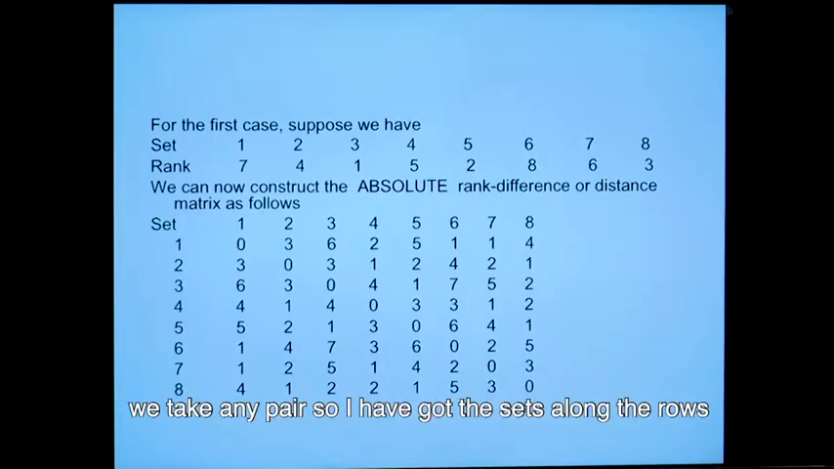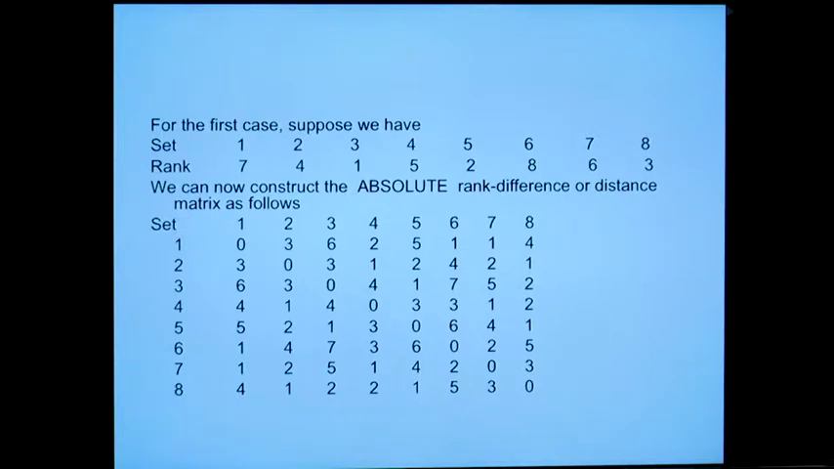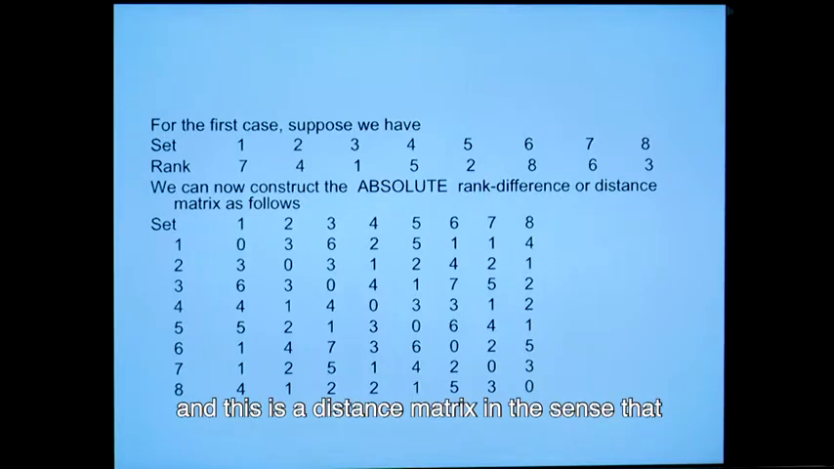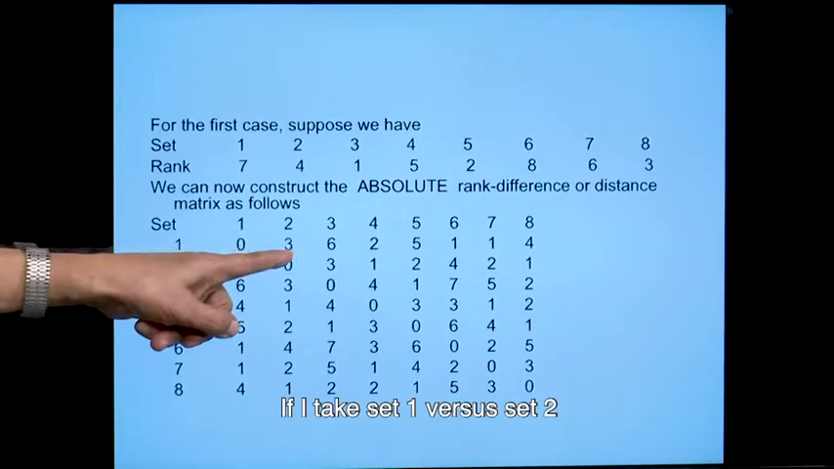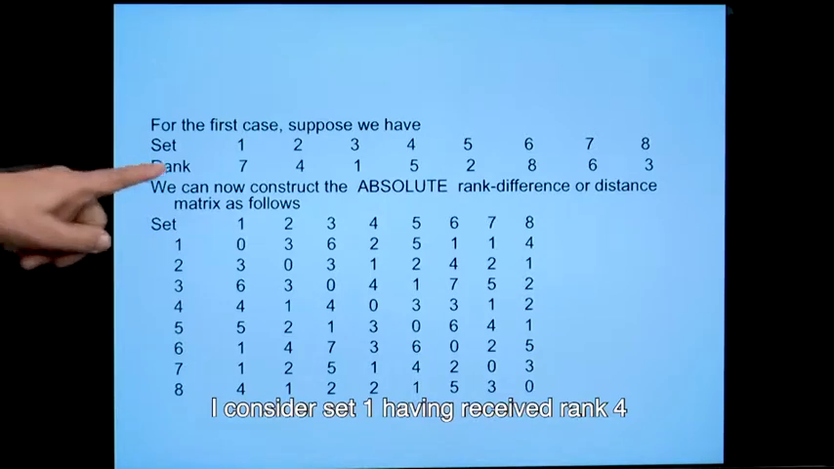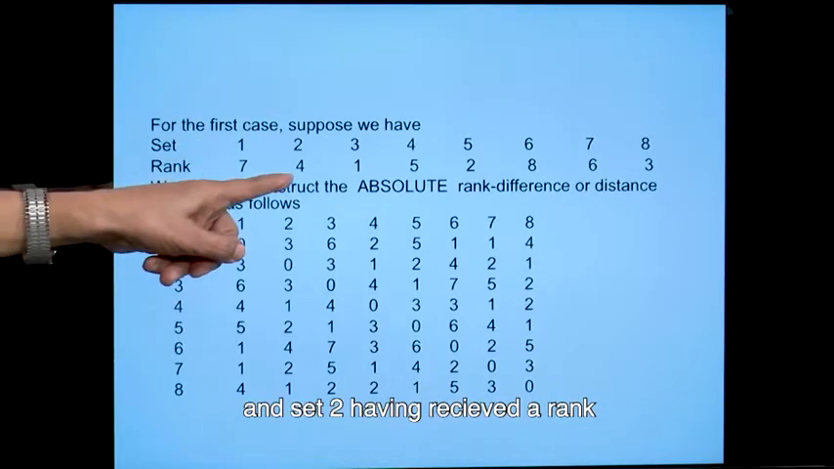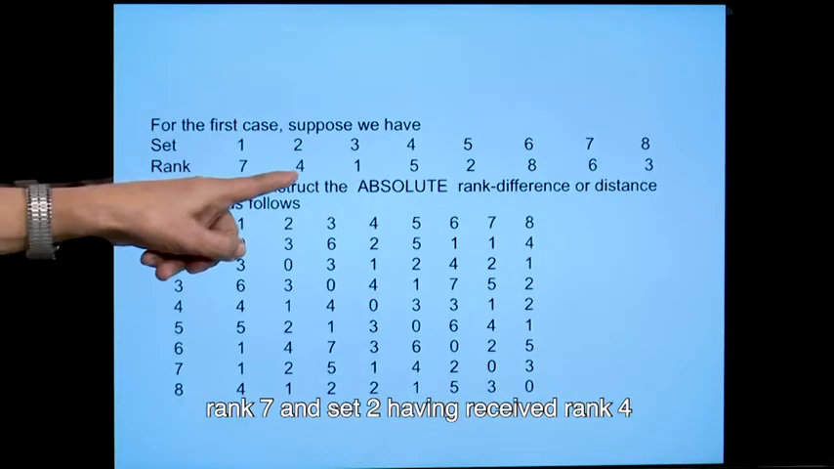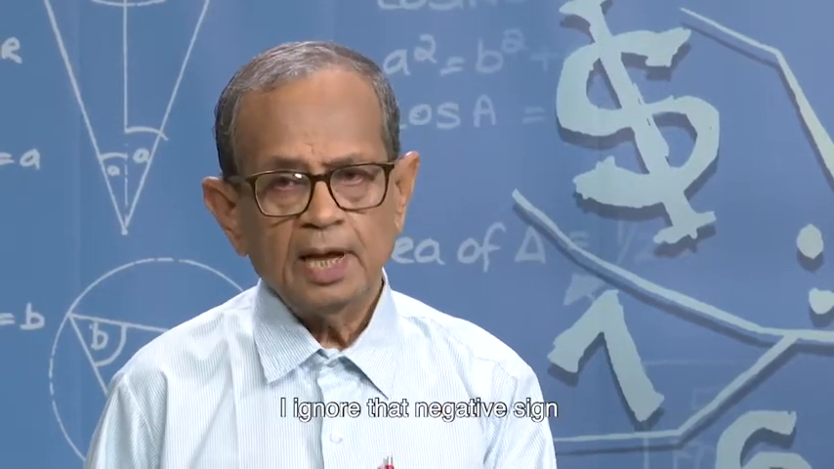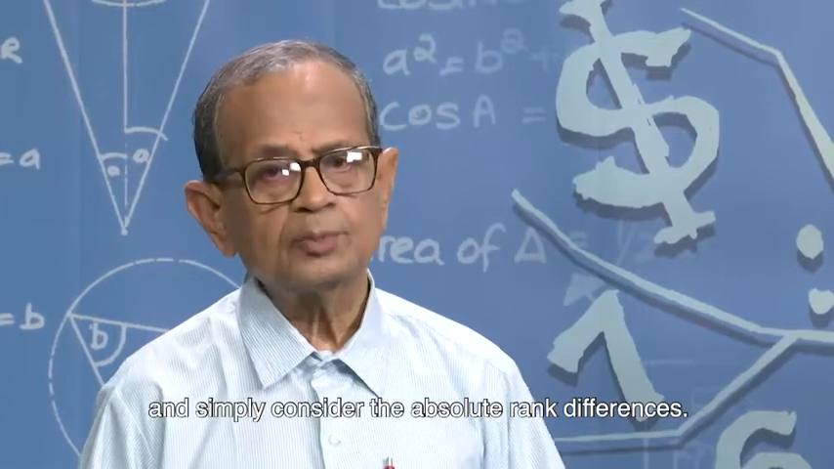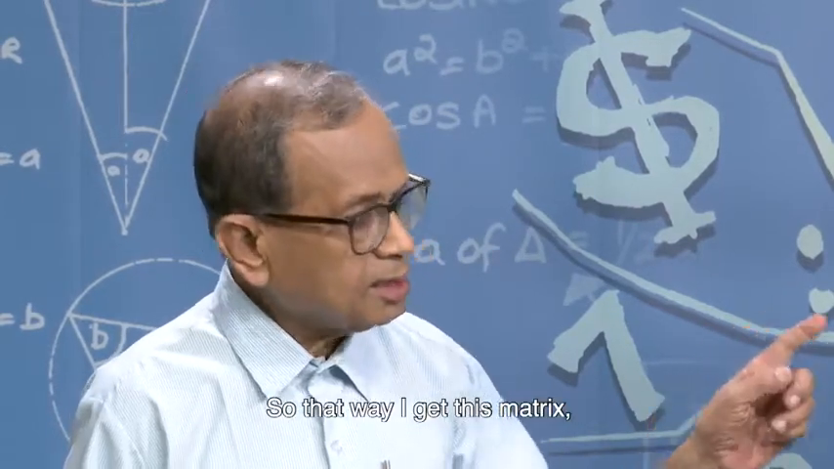We take any pair, so I have got the sets along the rows, and we have the same sets along the columns. So, you have got an 8 by 8 matrix, and this is a distance matrix in the sense that each distance for a pair like 1 and 2, if I take set 1 versus set 2, I consider set 1 having received a rank 7 and set 2 having received a rank 4, the rank difference is 3. So, that way I consider the rank differences. In case the difference comes out to be negative, I ignore that negative sign and simply consider the absolute rank differences. So, that way I get this matrix.